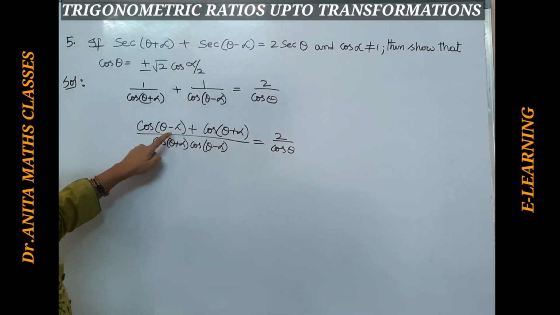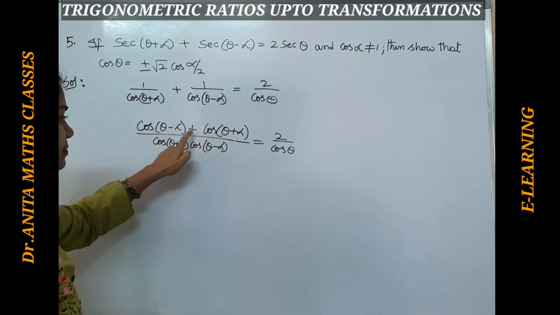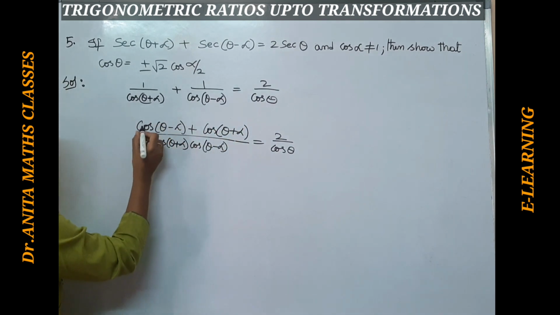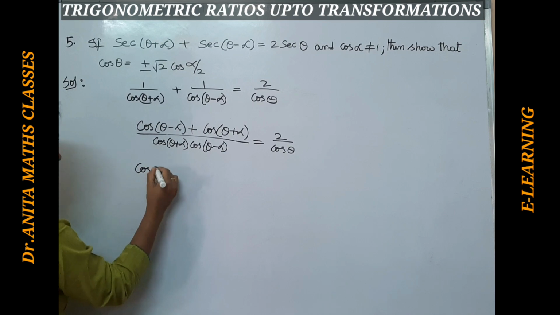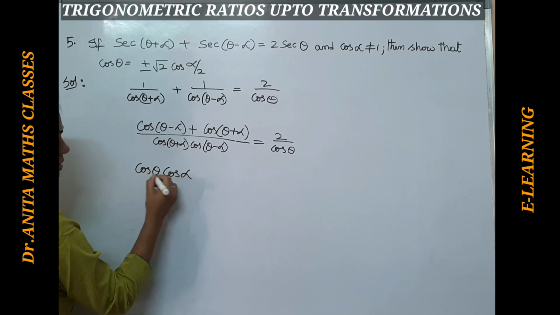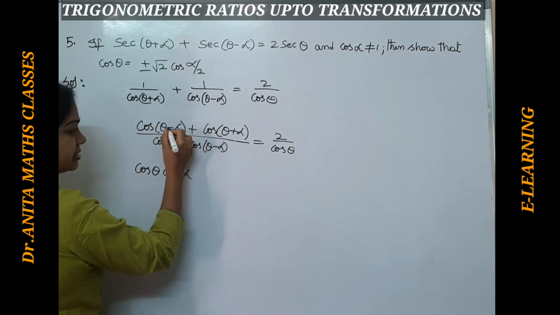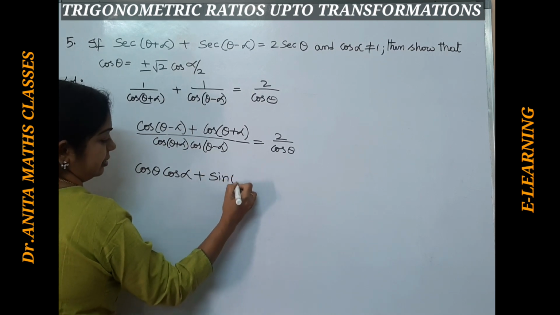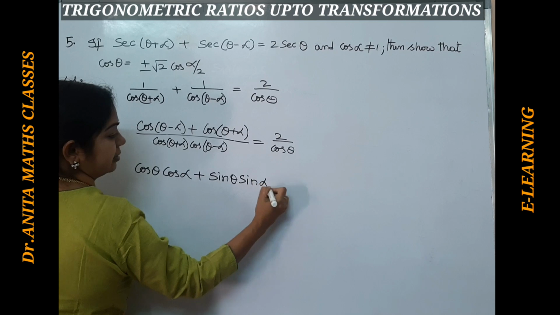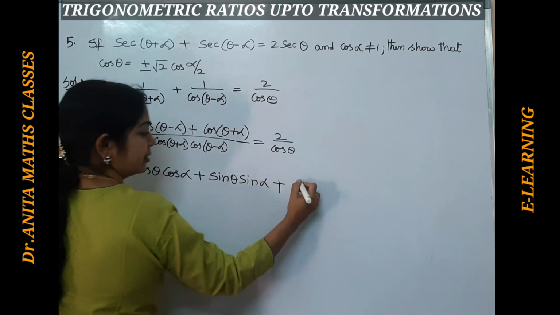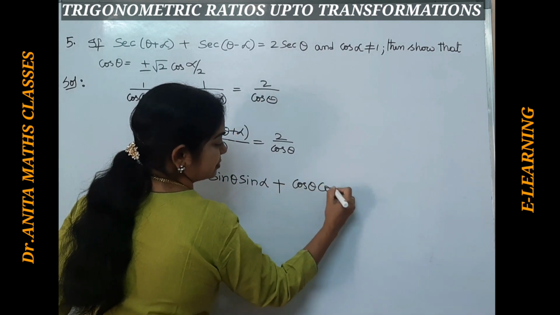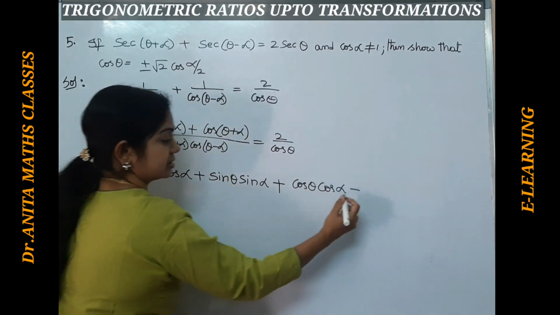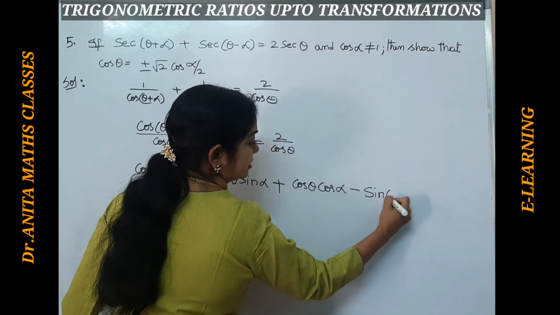Now here we will expand this. This is the compound angles formula. So cos A minus B, cos A plus B, I will expand it. Cos A cos B, here cos A cos B, where A and B are theta and alpha. When it is minus, for cos it becomes plus sin A sin B. Plus here the same way cos A cos B minus, since here it is plus, sin A sin B.